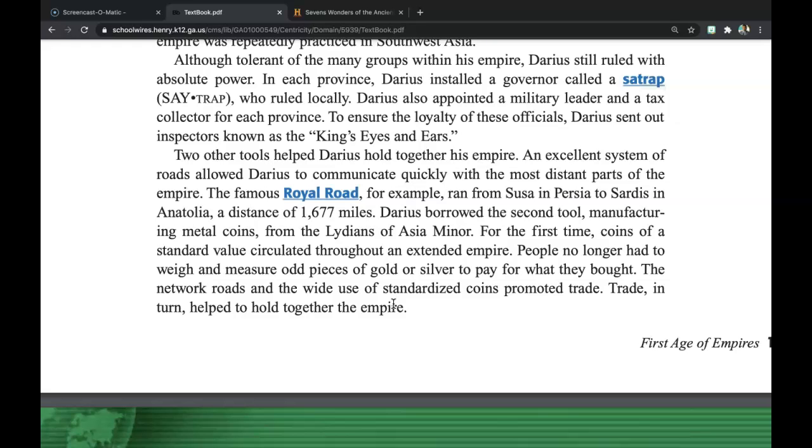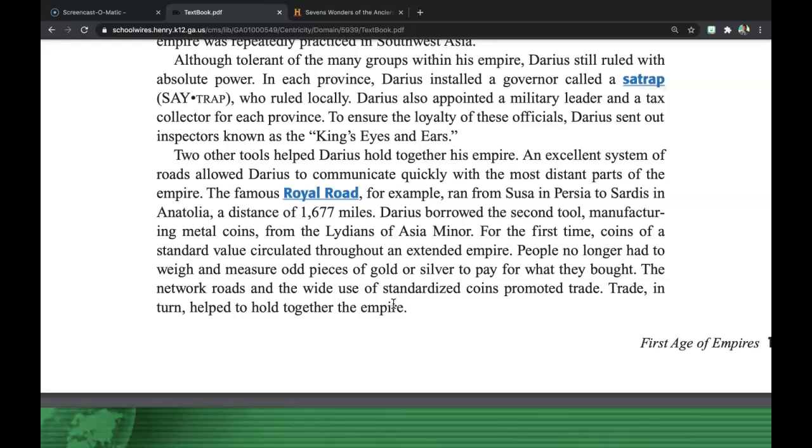Two other tools helped Darius hold people together in his empire. An excellent system of roads allowed Darius to communicate quickly with the most distant parts of the empire. The famous Royal Road, for example, ran from Susa in Persia to Sardis in Anatolia, a distance of 1,677 miles.